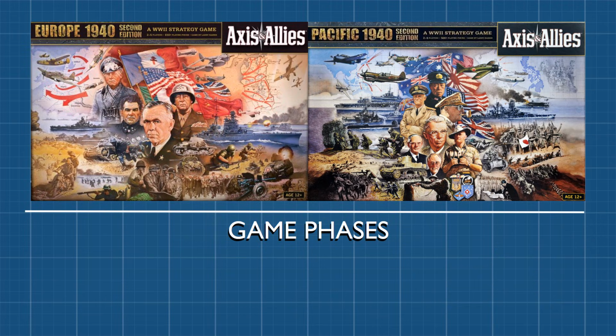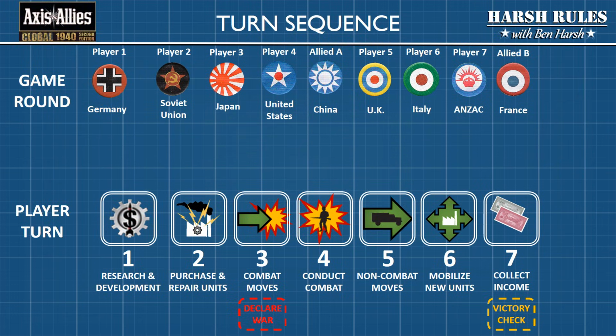Now that the board is set up, let's take a look at the phases of gameplay. The Axis and Allies Global 1940 game follows a set order of play for each game round. The first player is Germany, followed by the Soviet Union, then Japan. After that, the United States, then China, the United Kingdom, Italy, the Anzac, and finally, France. The nations of China and France are not large enough to sustain one player. Therefore, the Allied players will need to elect 2 of their ranks to fulfill these roles during the game.